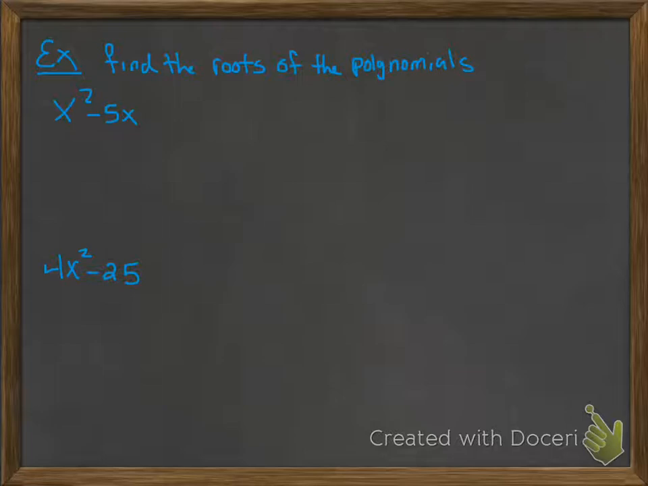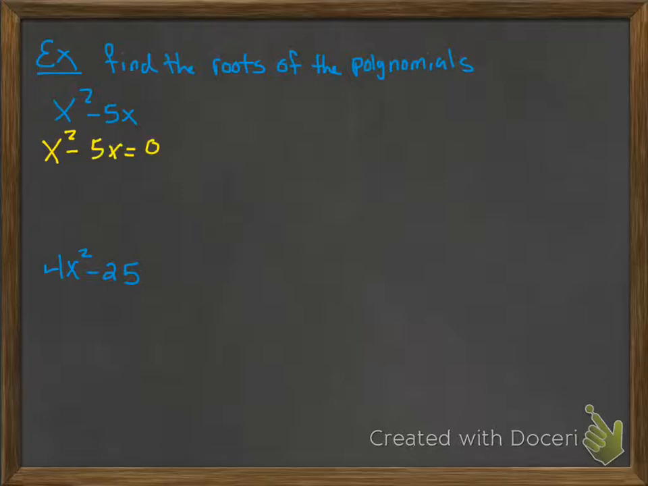Alright, in this one, I'm asking you to find the roots of the polynomial. Now when you're asked to find the roots, the answers to the factors are our roots. So that means that I want to set this equal to 0. So my first step is to write the equation. So x squared minus 5x is equal to 0.